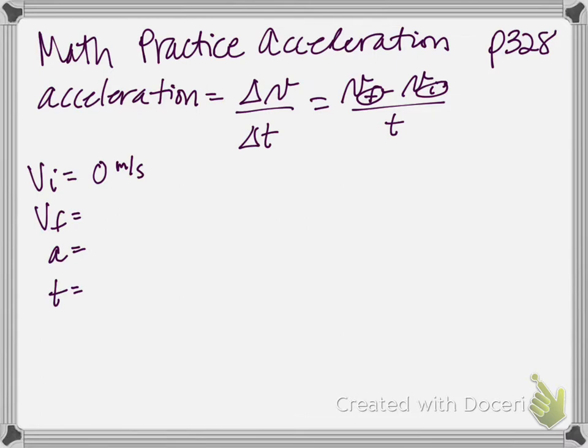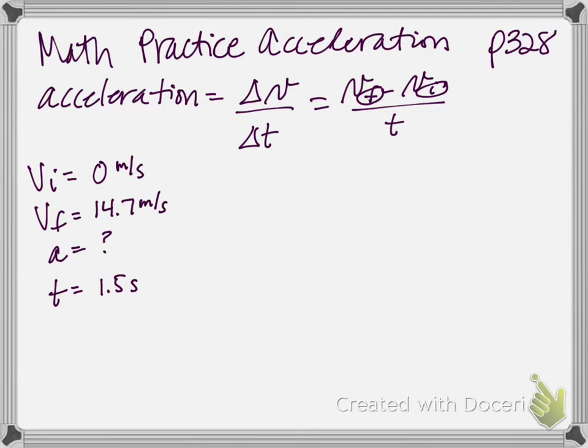Let's see, it hits the sidewalk 1.5 seconds later. So that's our time. With a velocity of 14.7 meters per second. So that's our final velocity. So that's how we pull the information out of the problem. Then it says find the average acceleration. So that's pretty clearly our question mark.